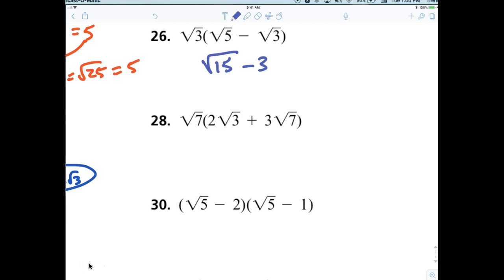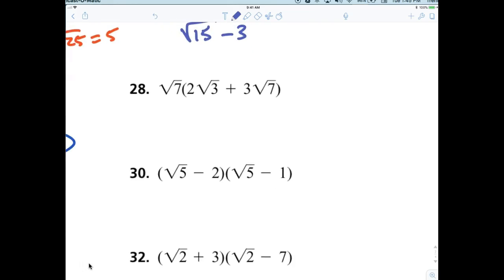What's the square root of 9? Right? So instead of multiplying, you're still not there yet. Anytime you see a number occurs twice, it comes outside as that number. All right? So here we go for number 28.